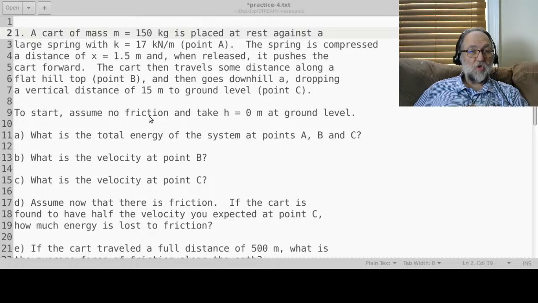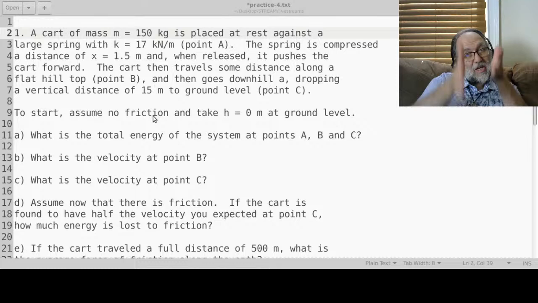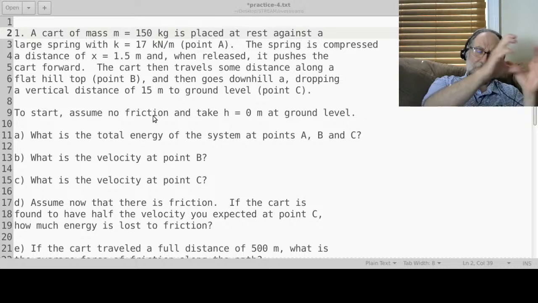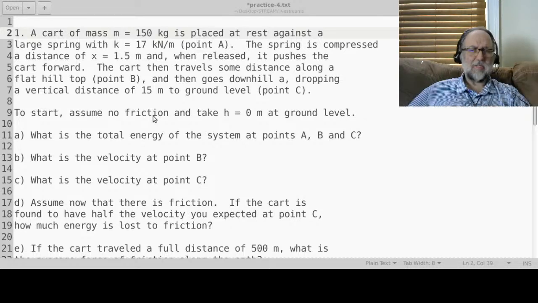So I say here to start, assume no friction. When there's no friction, the energy is going to stay constant, but it's going to switch between the different types of energy. And so you want to look at the different points in the diagram and go, okay, all the energy here is potential, the energy here is all kinetic, and stuff like that.